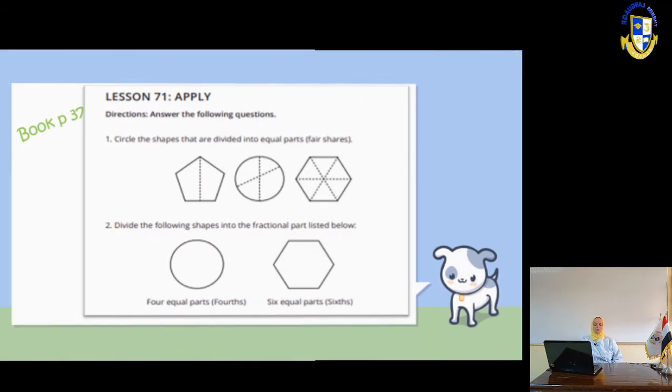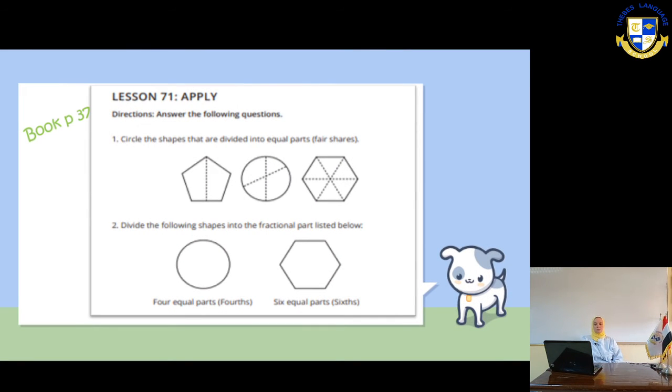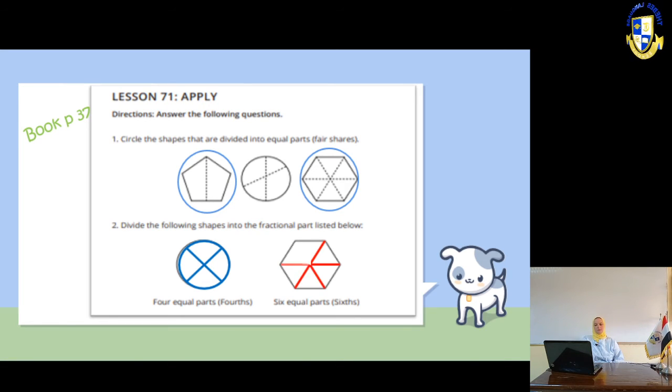Now, in the next page, book page 37, number 1, circle the shapes that are divided into equal parts, fair shares, okay? The first figure is 2 equal parts, so it's okay. The second figure, it's not cut into 4 equal parts, so we are not going to choose it. And the third figure is cut into 6 equal parts, so we are going to choose it. Okay, number 2, divide the following shapes into the fractional part listed below. We are going to cut the circle into 4 equal parts, so it will look like this. And we are going to cut the hexagon into 6 equal parts, so it will be like this.